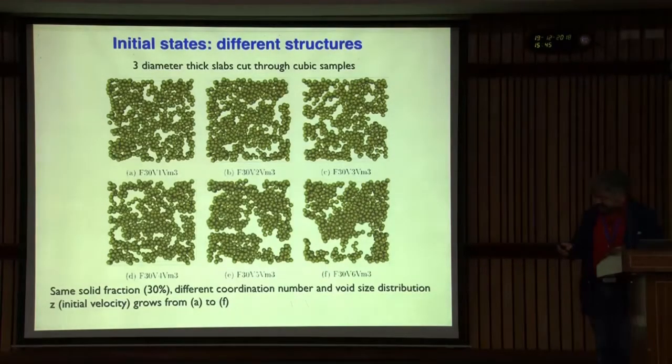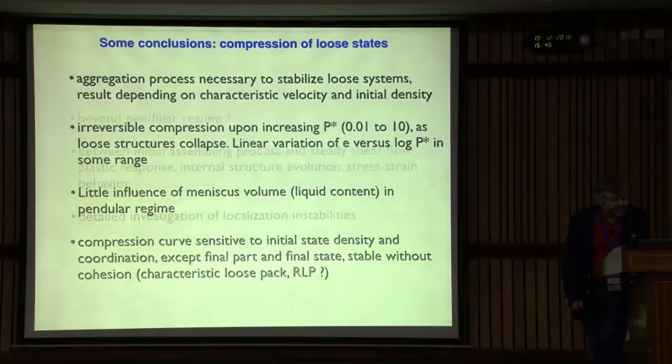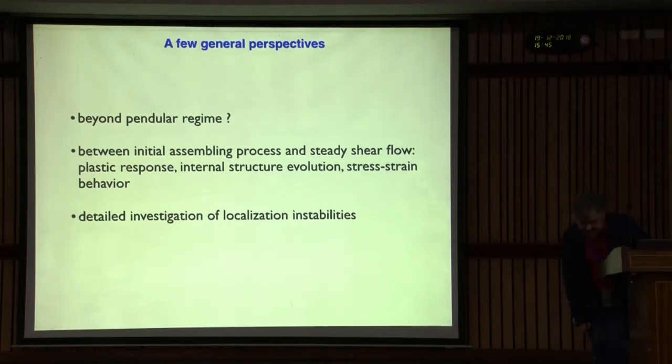Okay, and these are different initial structures. Just the message here is that density is not everything. Depending on how you assemble the systems, they can all have the same density. The coordination number increases from here to there, and the distribution of void sizes too. So we have to classify initial states and their influence on the compression curve. These are conclusions, and these are global perspectives. Thank you for your attention. I welcome your questions.